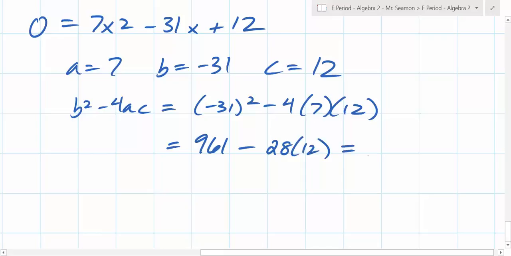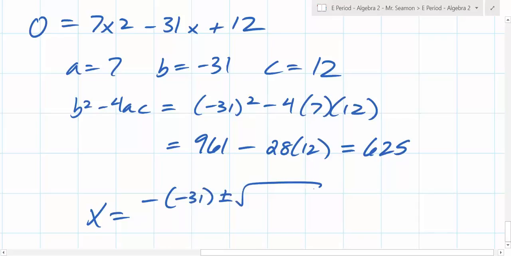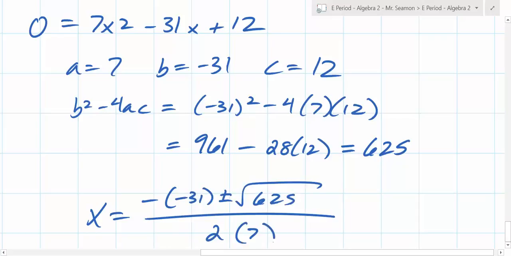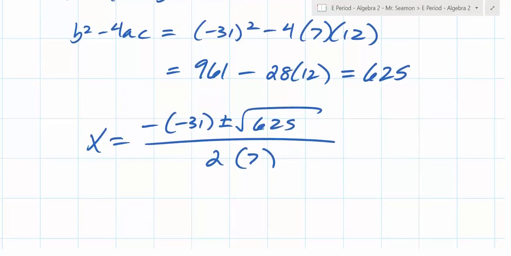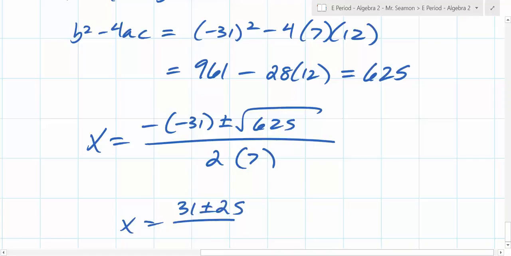625. Is 625 a nice number? Yeah. So you end up with x is equal to negative b. What is b to begin with? 31. So you end up with negative 31 plus or minus the square root of 625 all over 2 times 7. What is the square root of 625? 25. So you end up with x is equal to negative 31 plus or minus 25 over 14.